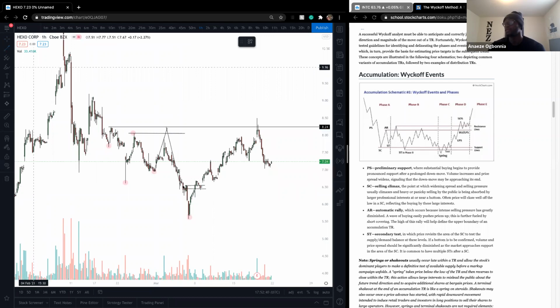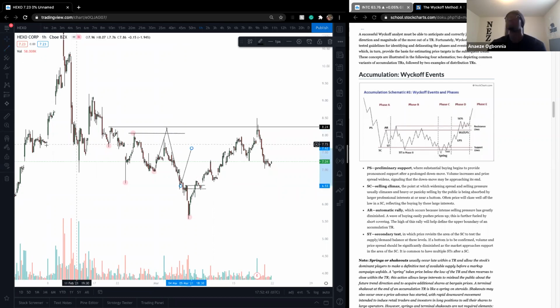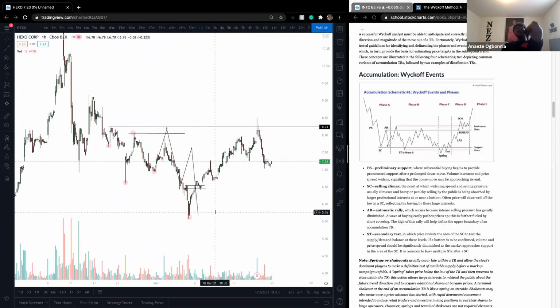It doesn't have to come all the way back up. It can just come right there, like up there where there's a little resistance zone, and then go down to make the spring. That's just one example. But this is an incomplete Wyckoff. When you get better at noticing Wyckoff, you're going to know where to take your profits in a complete Wyckoff.